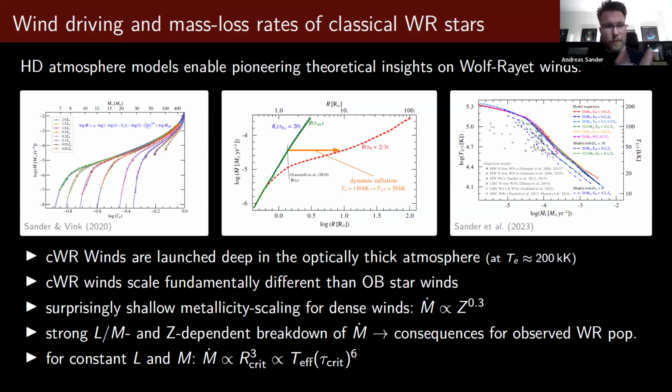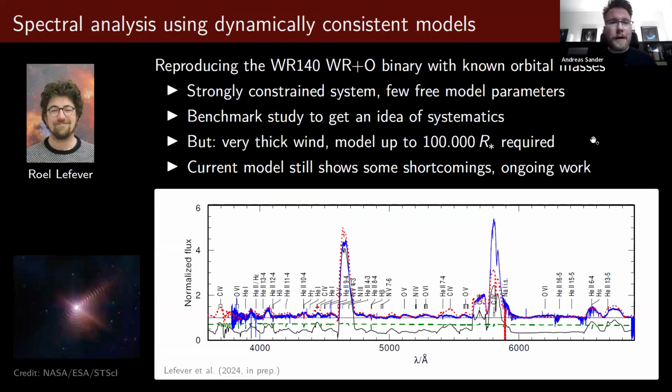So I won't bore you here with the details, but essentially now in the group we are using this machinery to also go to different parameters and to also benchmark what we find in the atmosphere models with other observations. So one example is here, that's work from my PhD student Roel Lefevre, who is trying to analyze the well-known Wolf-Rayet binary WR140. That's the one that yielded these famous JWST pictures about 2 years ago.